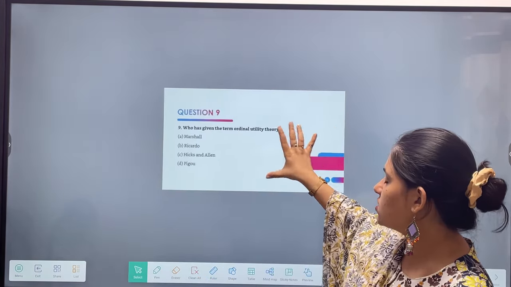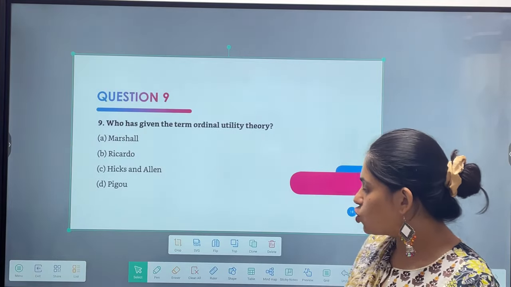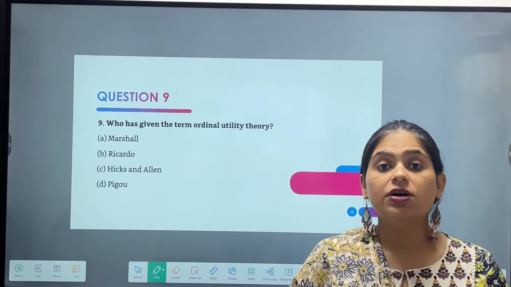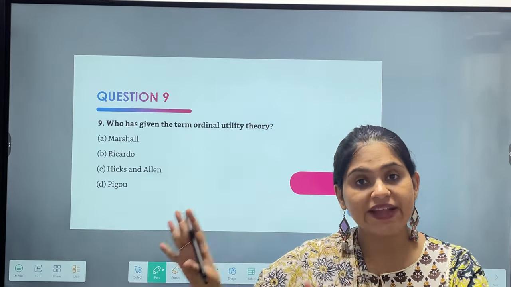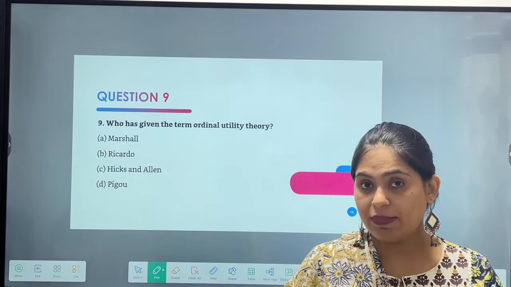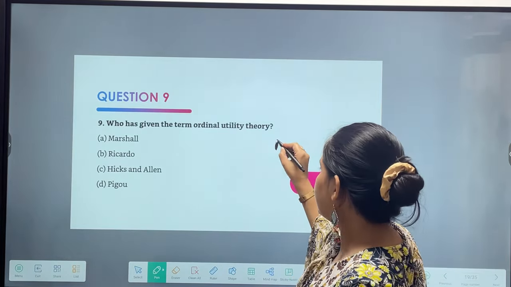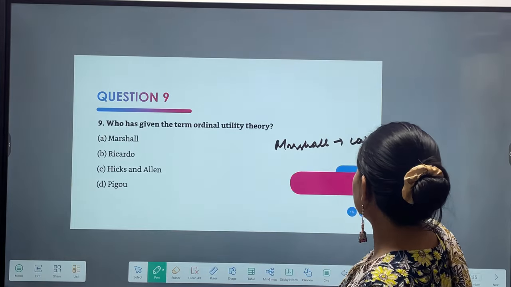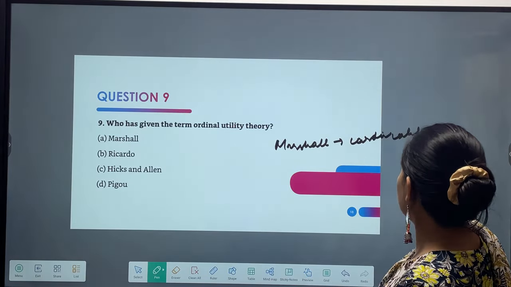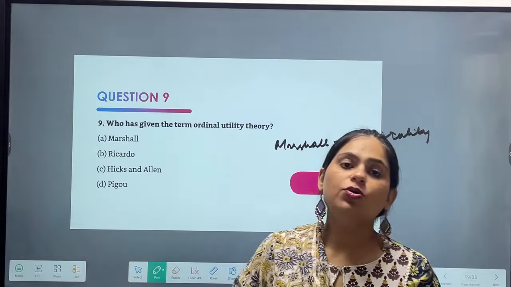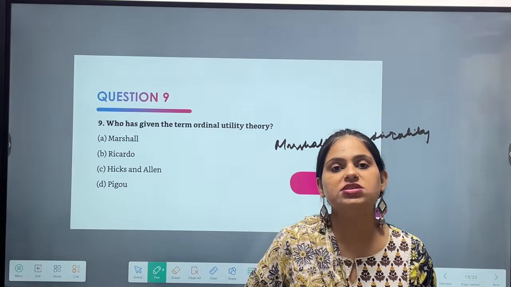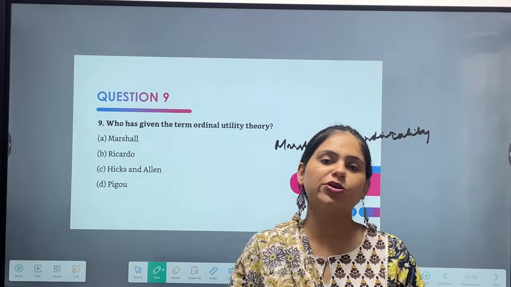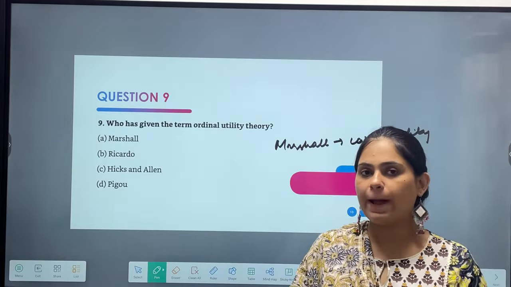Earlier I asked you who derived the concept of cardinality, and we now remember for sure that cardinality was given by Marshall. Now I am asking you who derived the concept of ordinality. So now go ahead and answer this. What do you think should be the right answer to this question? Who derived the concept of ordinality?